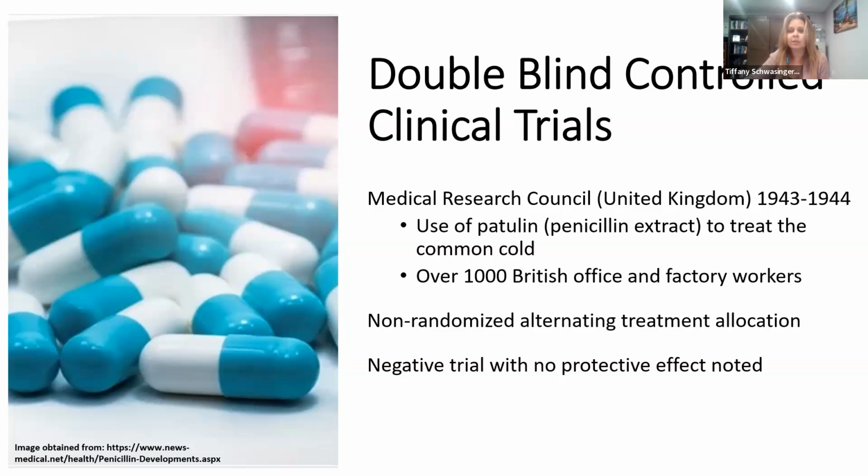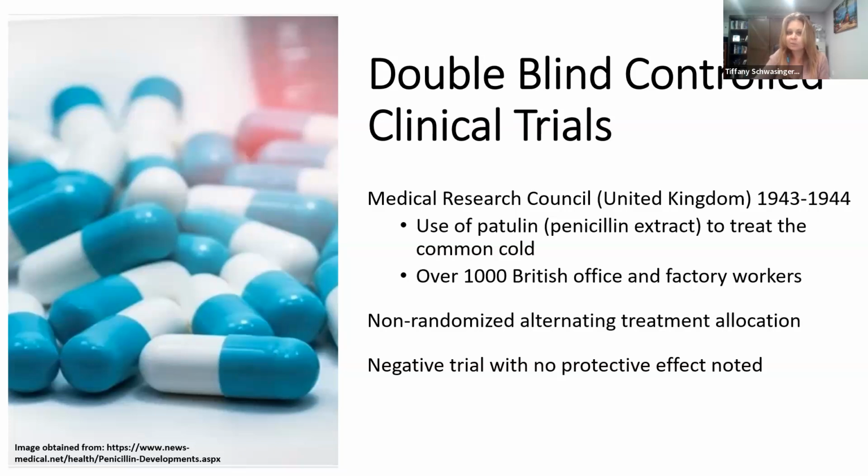And what they were looking at was the spread of the common cold. So what they saw is people that were in factories or in close working conditions, the common cold, as we know and we see today, really spreads very rapidly through these populations. So they wanted to try something to see if they could prevent that disease spread. And so what they used was Ptolan, which is actually a penicillin-based extract, to treat it.